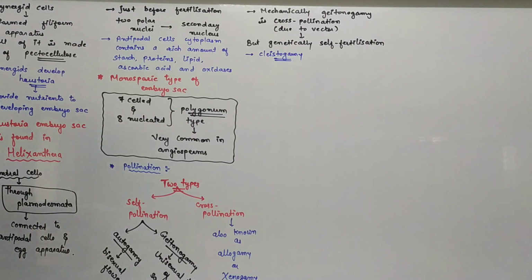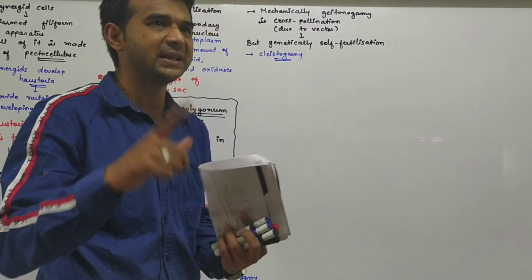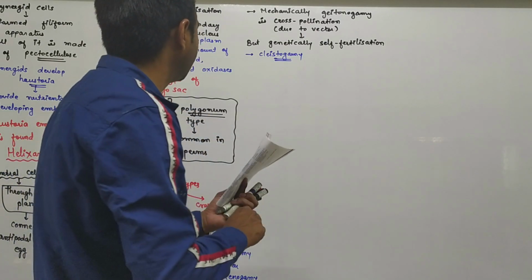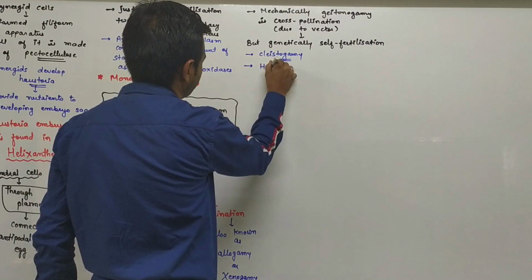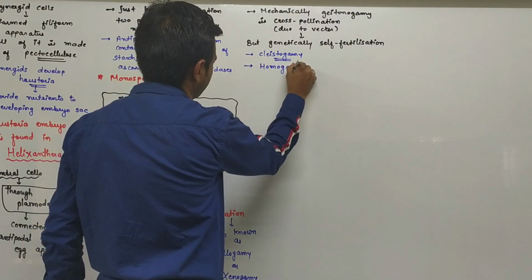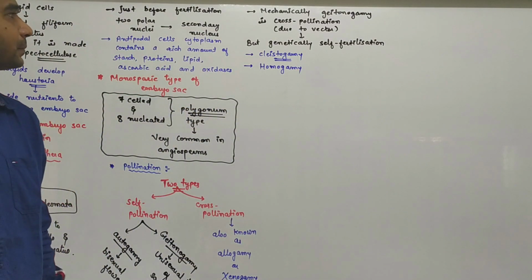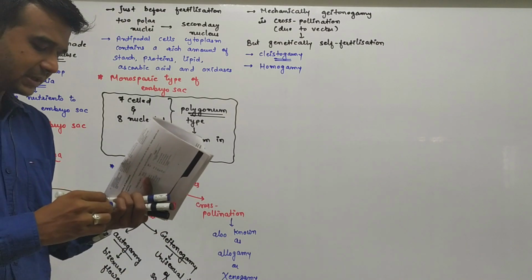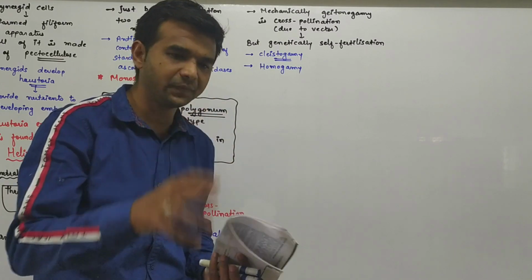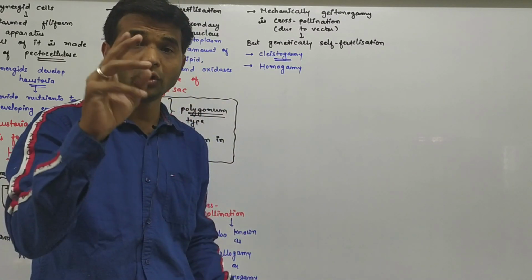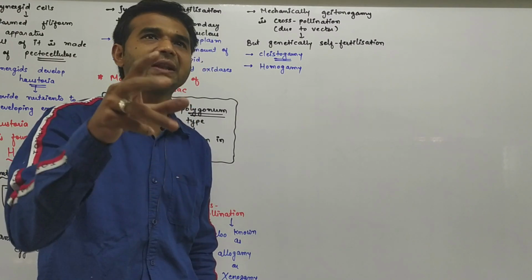Now cross-fertilization is there, but one word I want to tell you in self-fertilization: homogamy. Dear all students, please understand it properly. Cleistogamy means some flowers can never open. They are present in the bud form. Homogamy is an event in which self-fertilization occurs.